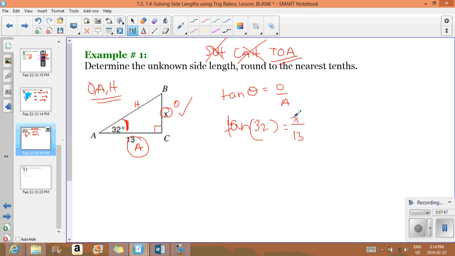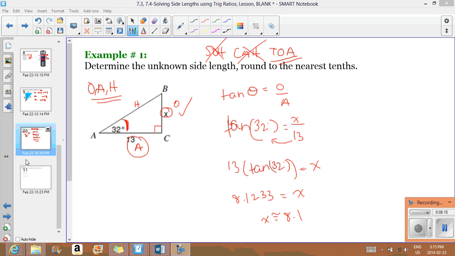Now, if we're trying to isolate for x here, we're dividing by 13. So if we take divided by 13 to the other side, we're going to have times it by 13, which is tan 32 degrees. If you just type that into your calculator, 13 times tan 32, you will get 8.1233. We are asked to nearest tenth, so x equals approximately 8.1.